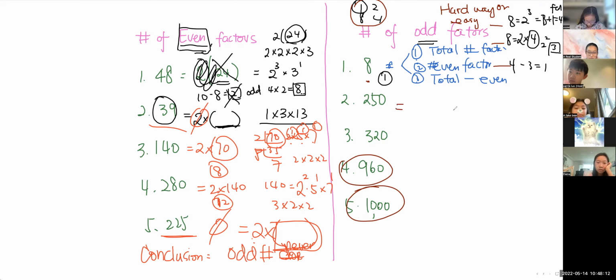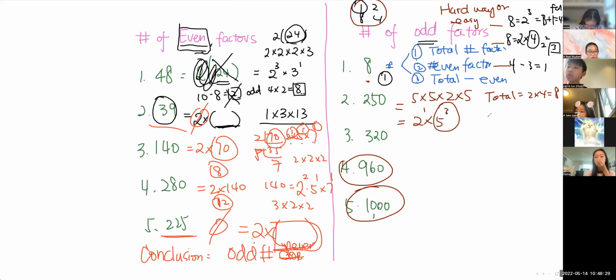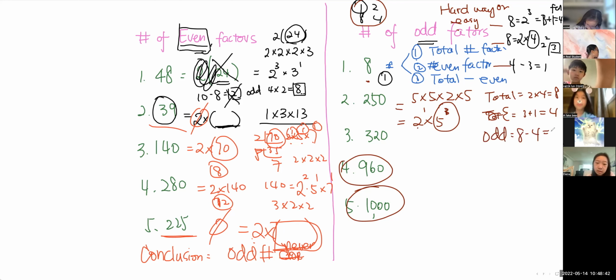So let's take a look at 250. 250 equals 5 times 5 times 2 times 5, which is 2 times 5 to the power 3. So we know the total number of factors equals 2 times 4 equals 8. So what is the number of even factors? It's 3 plus 1 equals 4. Why? Because it's 2 times 5 to the power 3, right? So the number of odd factors will be 8 minus 4 equals 4.